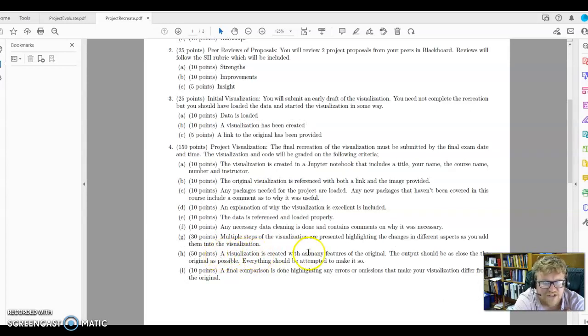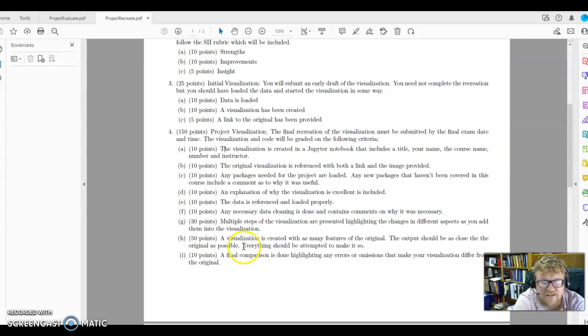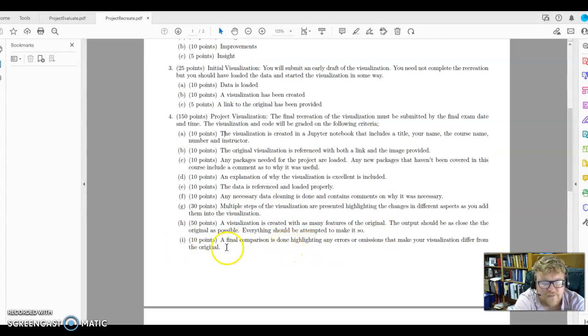I want a visualization created with as many features as possible. How do you make it as close to the original as possible? Everything should be attempted to make it so. Then a final comparison is done, highlighting any errors or omissions that make it differ from the original. I don't think you guys are going to be perfect. I know mine isn't. I'm not even quite using the right data. I couldn't figure out what data they were using, so I used similar data and tried to recreate the visualization for a different year.